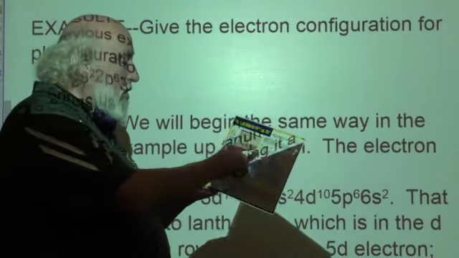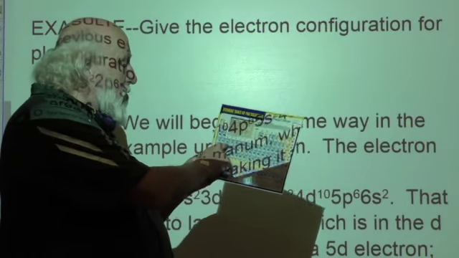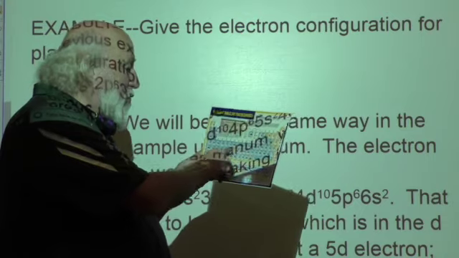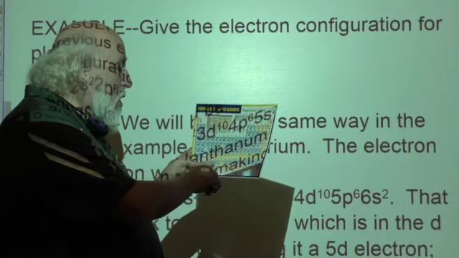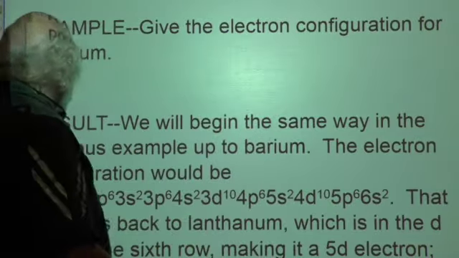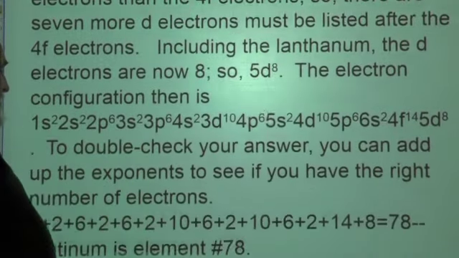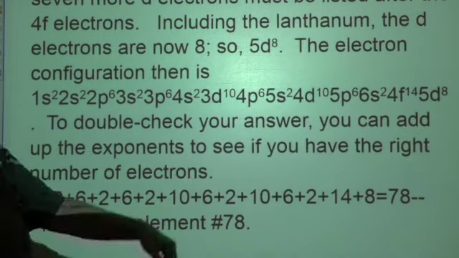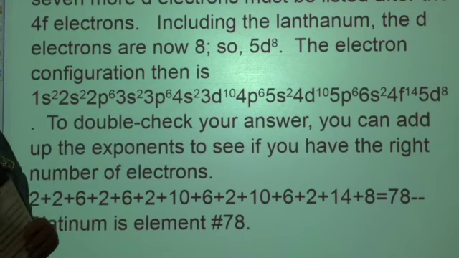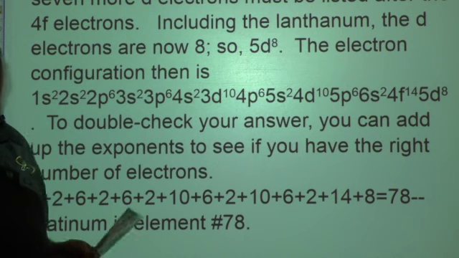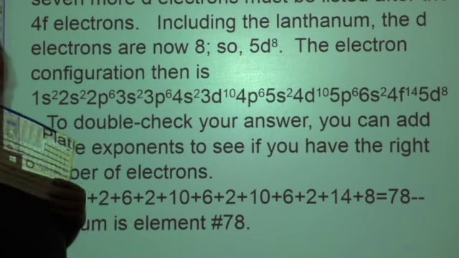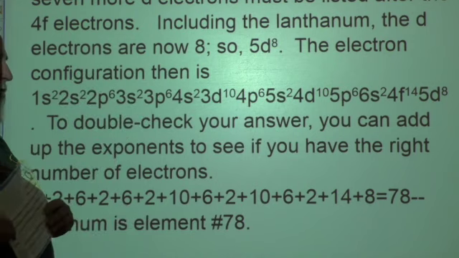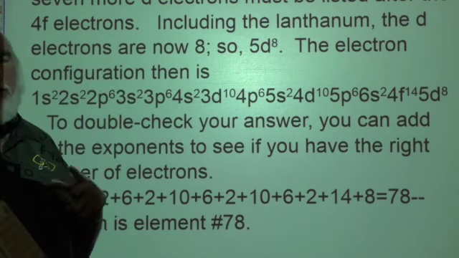So 1s2, 2s2, 2p6, 3s2, 3p6, 4s2, 3d10, 4p6, 5s2, 4d10, 5p6, 6s2, 4f14, 5d8. And so it should look something like this, just the way I said. Again, double check to make sure it works out right, which I did here, and we get 78, and sure enough, platinum is element number 78. So you can double check your work that way. It doesn't guarantee you have the right answer, it just guarantees that you have the right exponents on the right number of electrons traveling in those particular orbitals.